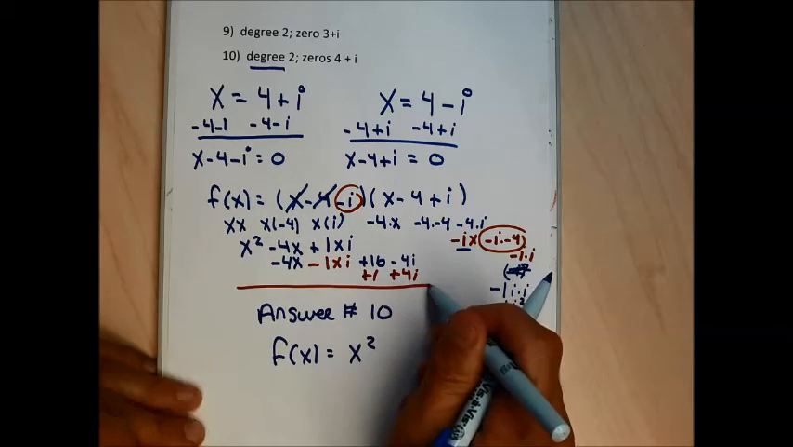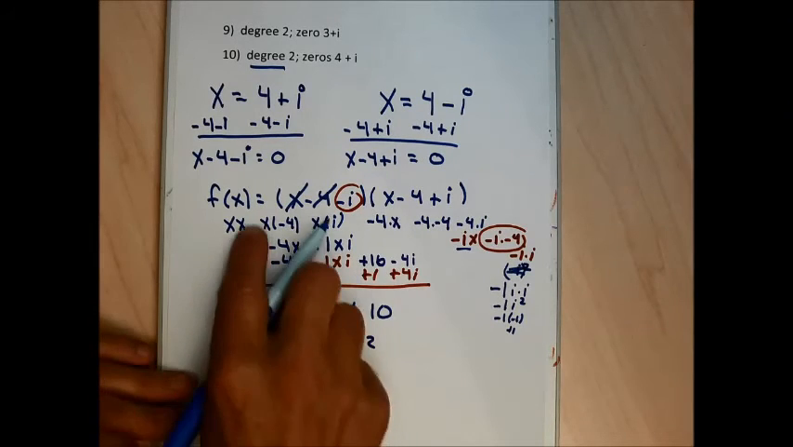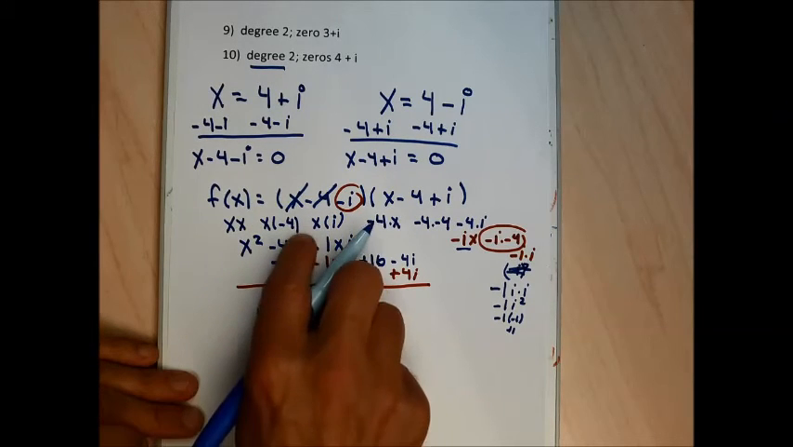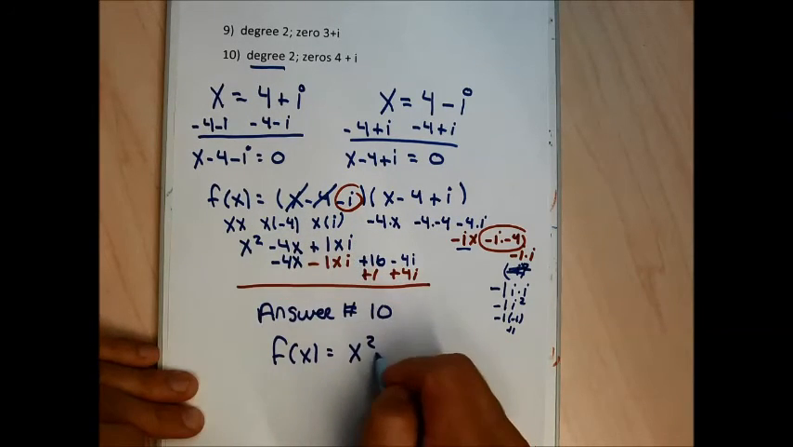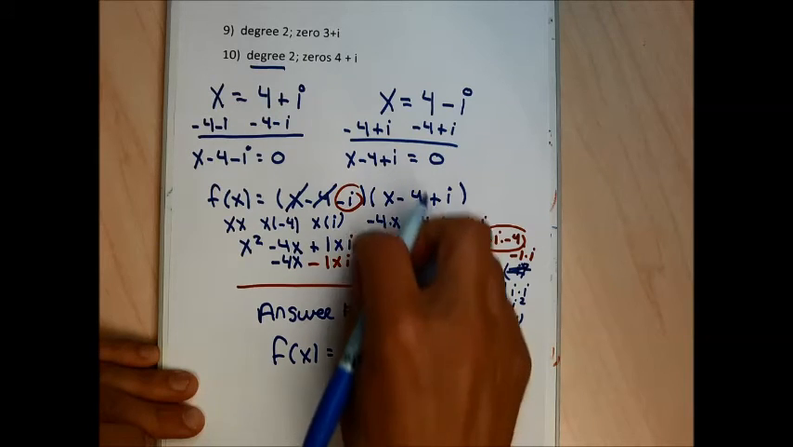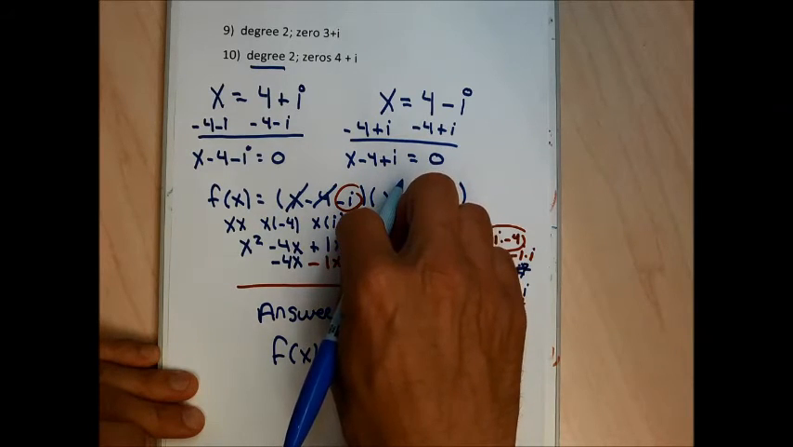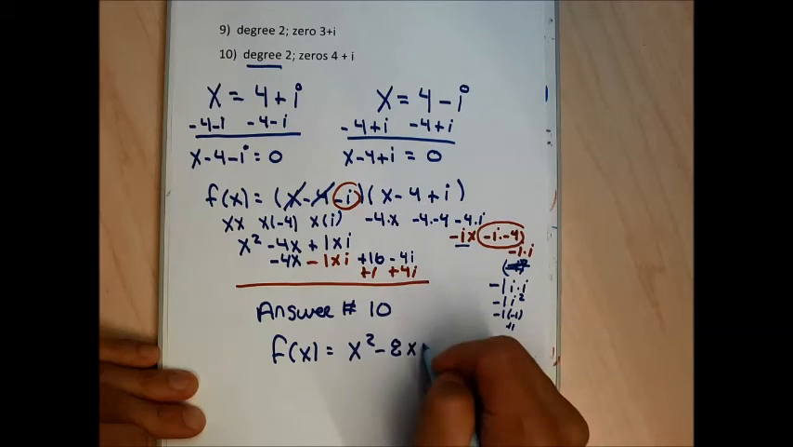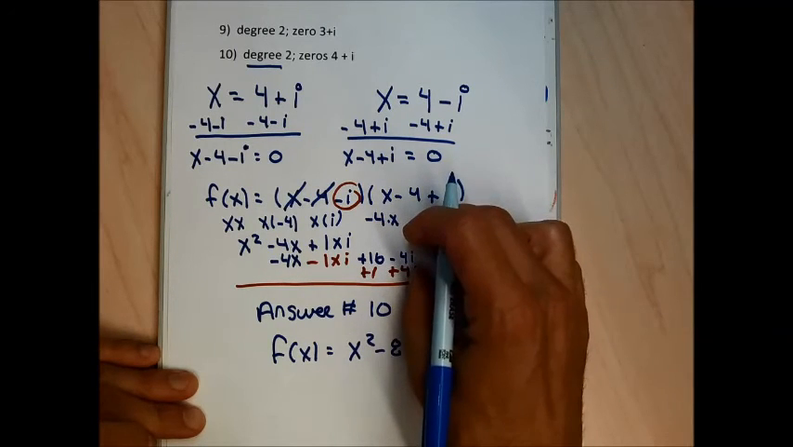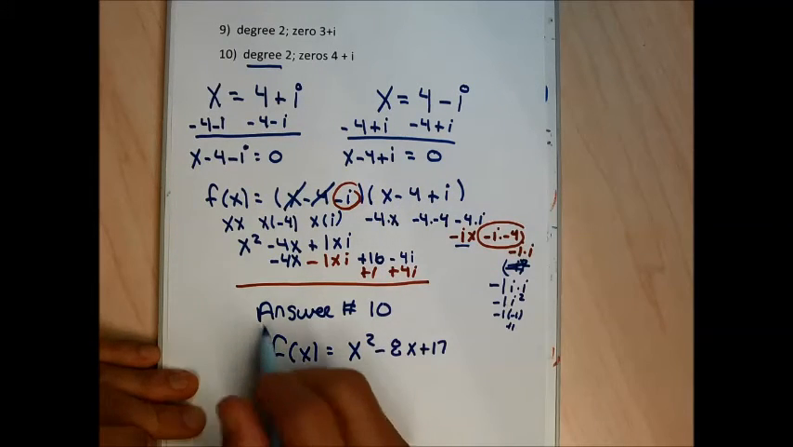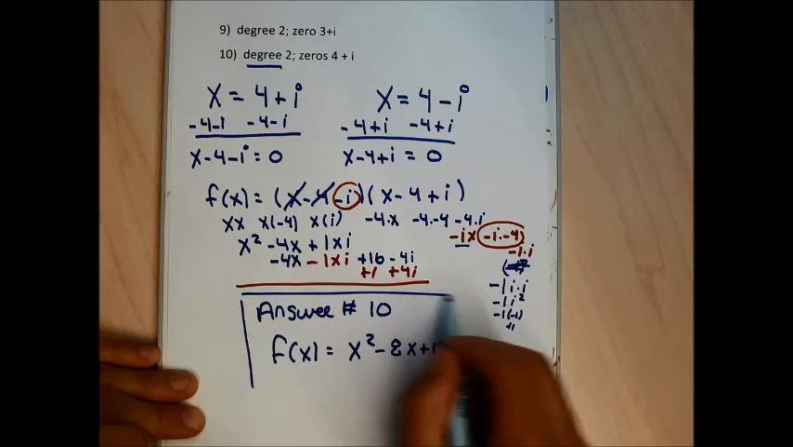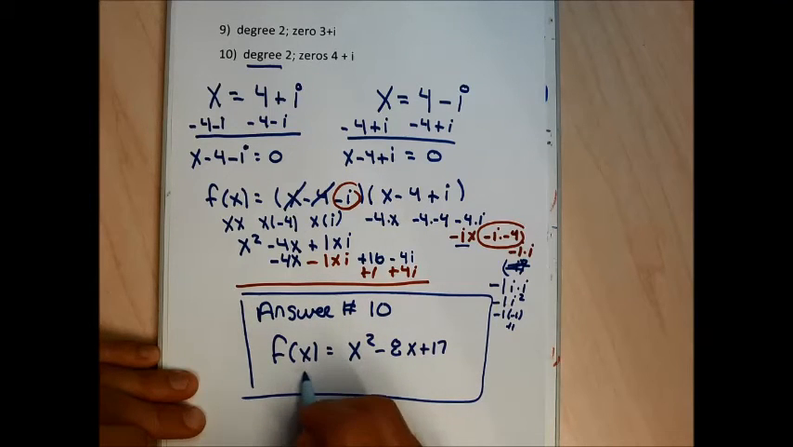So this whole polynomial is going to have an x squared, minus 4x and minus 4x is minus 8x. The minus and positive 1xi canceled. 16 plus 1 is 17. And the minus 4i and positive 4i cancel. So it's not my best explanation of this problem ever.